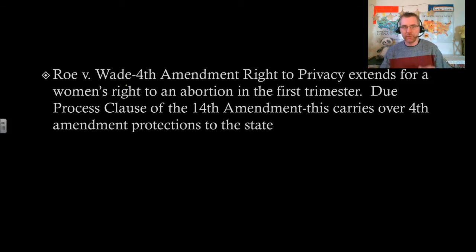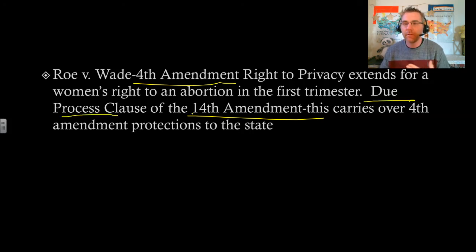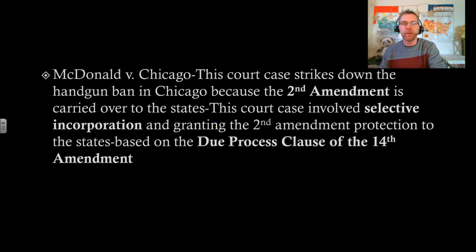But basically, it's a woman's right to an abortion, the Fourth Amendment, your right to privacy, and then the 14th Amendment is going to say that you can't tell a woman that she can't do this. The due process clause of the 14th Amendment is the idea that you have to be given your rights, and the states can't impose upon those rights. So we'll talk about the significance of the due process clause.